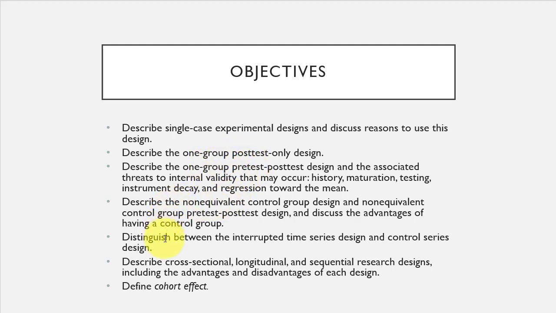We're going to be able to distinguish between the interrupted time series design and a control series design, which is a very interesting way of looking at data over time, and the difference between those is fairly obvious. You'll see when we get there. And we're going to talk about cross-sectional, longitudinal, and sequential design analysis and describe what's called the cohort effect.